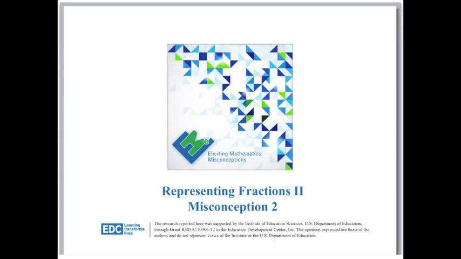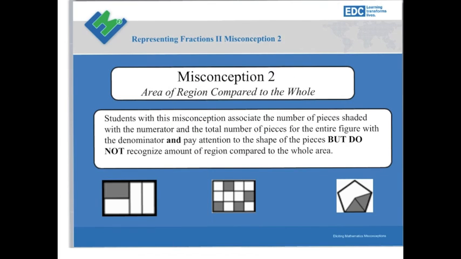Representing Fractions 2, Misconception 2. Students with Misconception 2, area of region compared to the whole, associate the number of pieces shaded with the numerator and the total number of pieces for the entire figure with the denominator, and pay attention to the shape of the pieces, but do not recognize the amount of the region compared to the whole area.